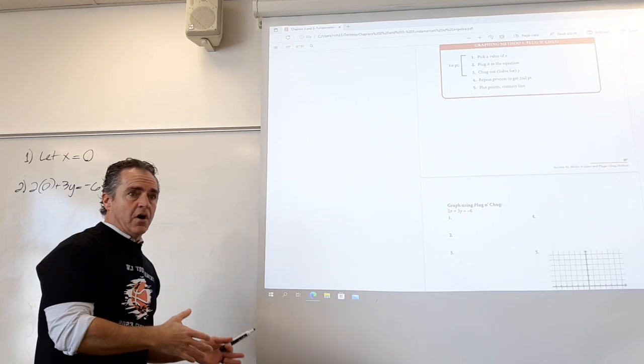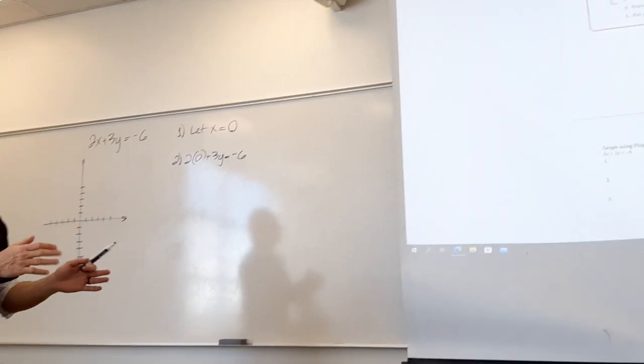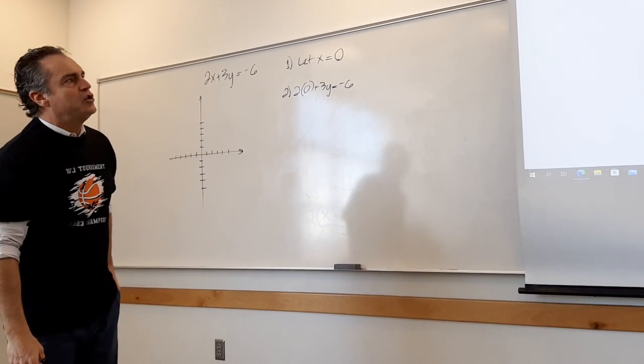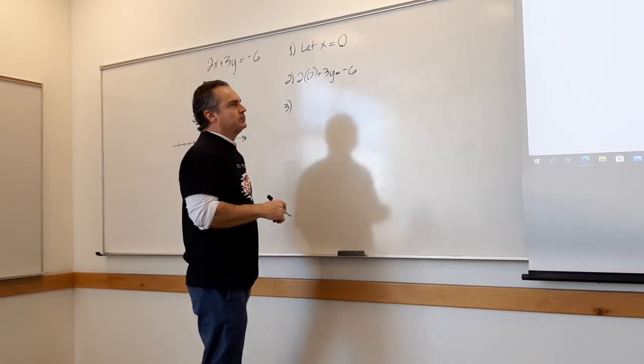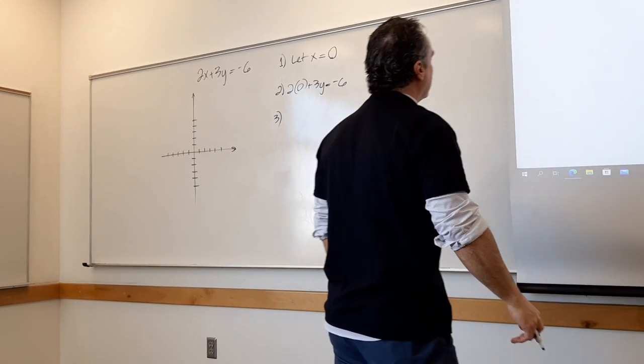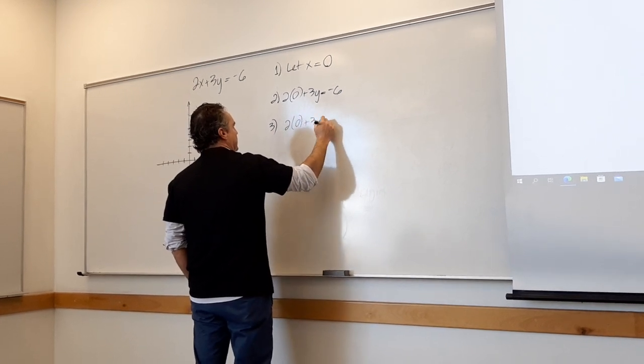Chug out, that's why it's called plug and chug. Plug in a value, chug out the y value. Plug in an x value, chug out a y value. Okay, I'm going to chug out my value for y. So I'm going to solve for y. So I have 2 times 0 plus 3y equals negative 6.